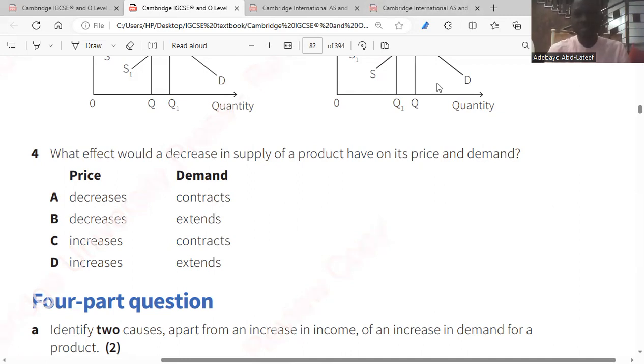So we end here. What's the topic? Price changes.